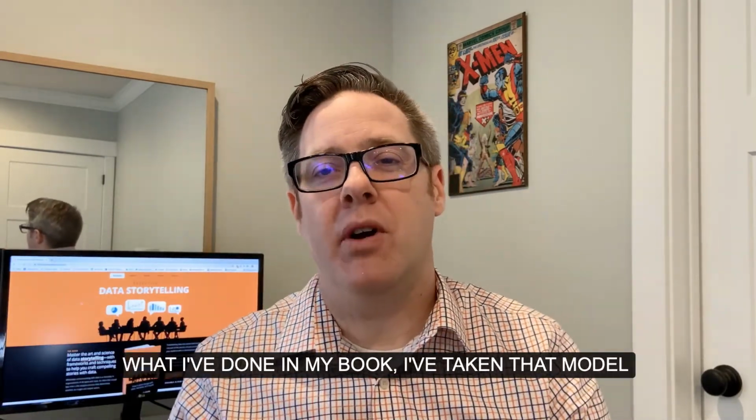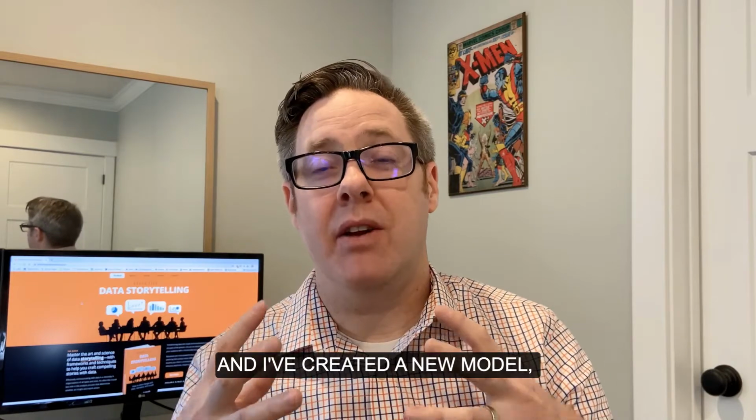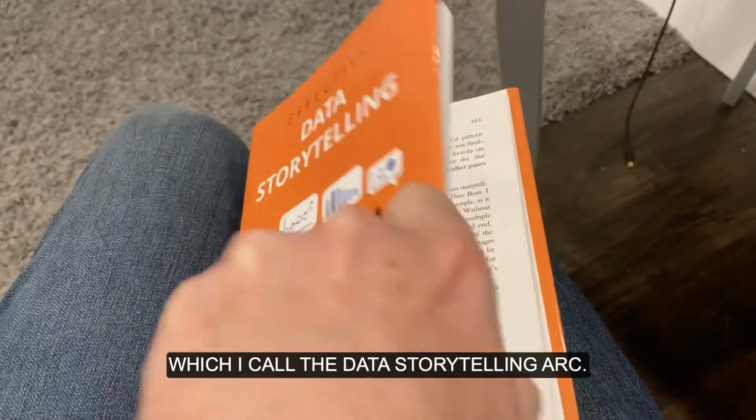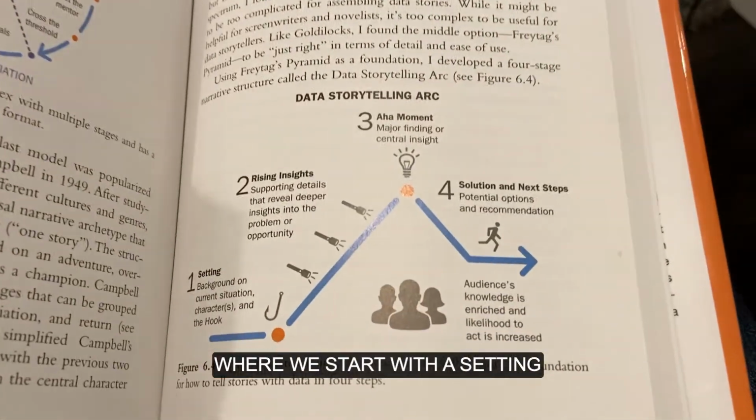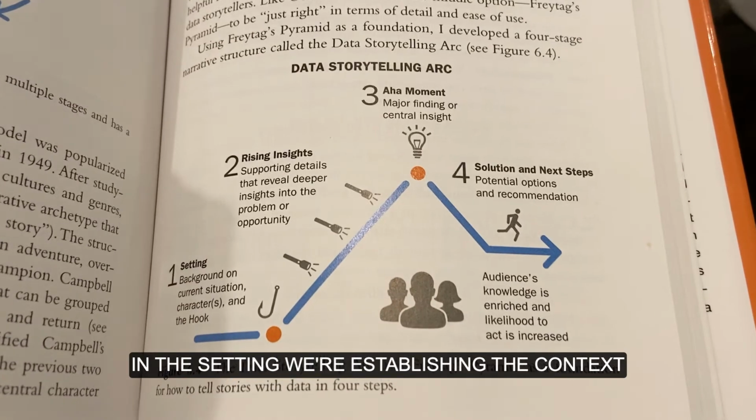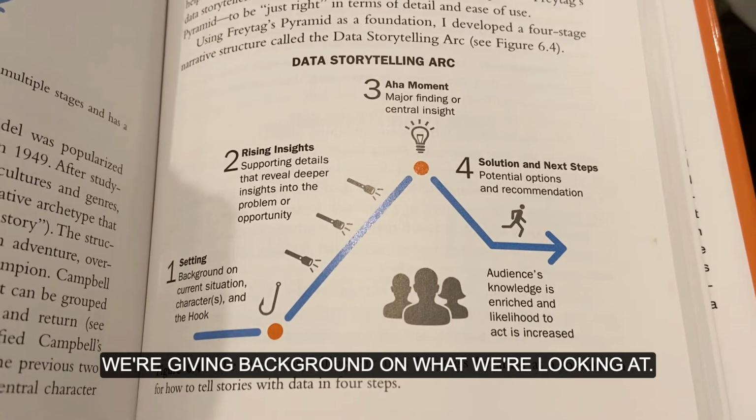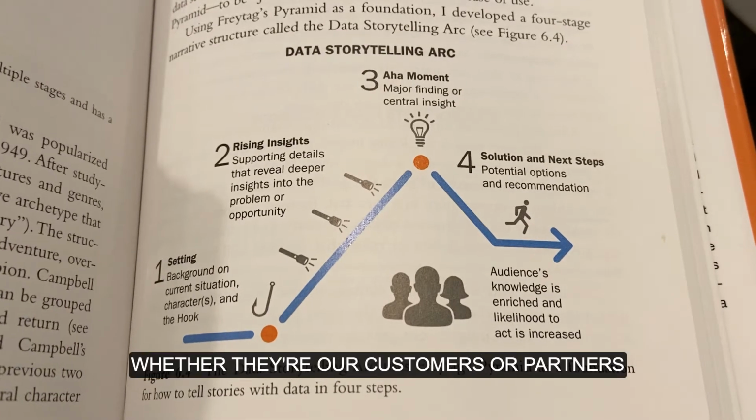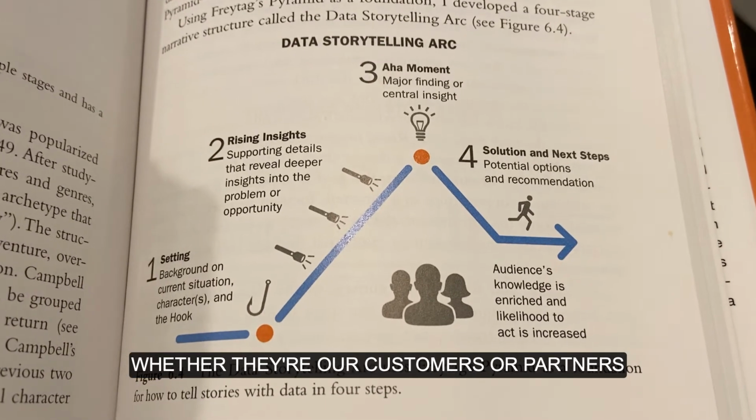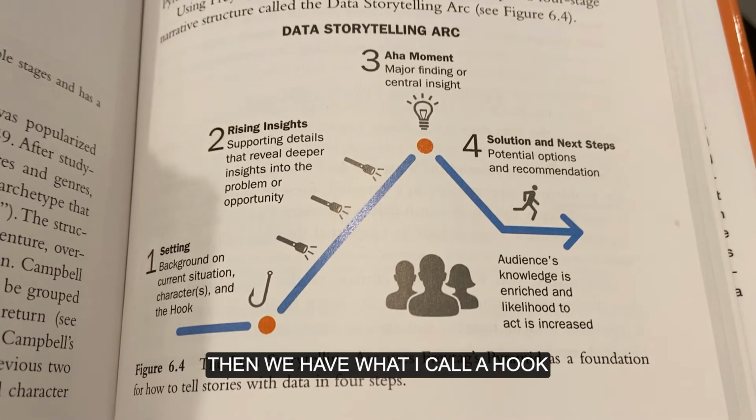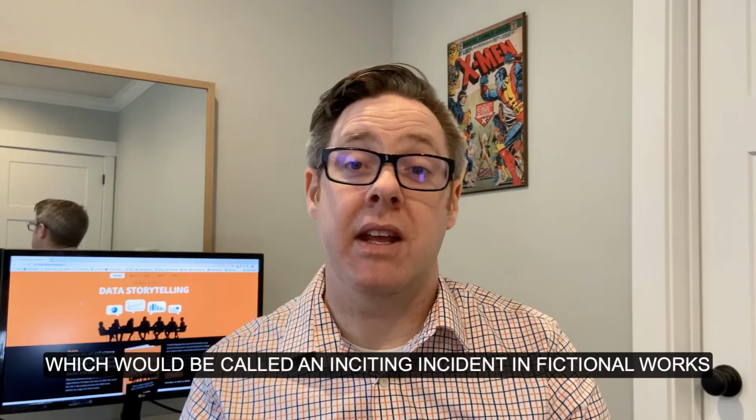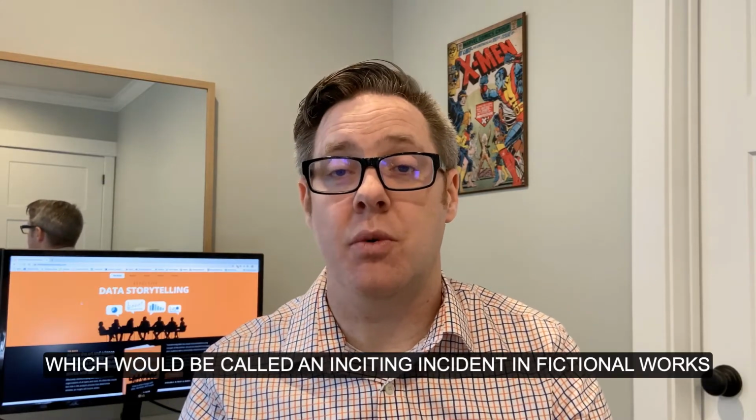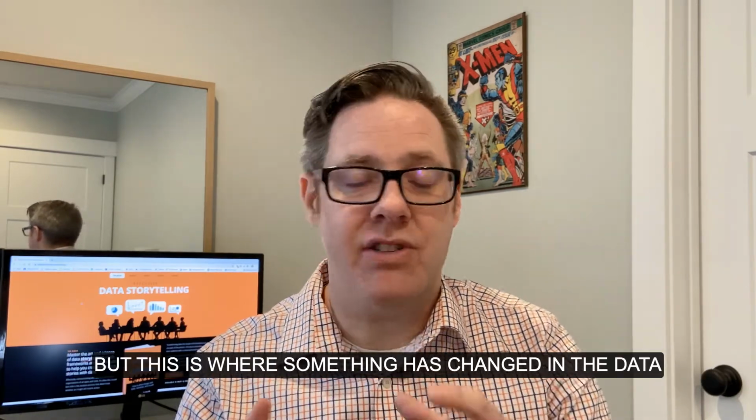And what I've done in my book, I've taken that model and I've created a new model, which I call the data storytelling arc, where we start with a setting. In the setting, we're establishing the context. We're giving background on what we're looking at, who the characters might be, whether our customers or our partners. And then we have what I call a hook, which would be called an inciting incident in fictional works. But this is where something's changed in the data.